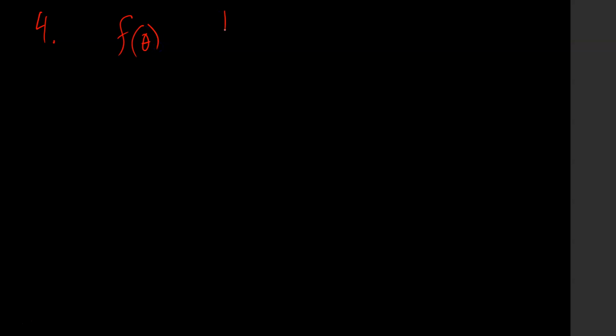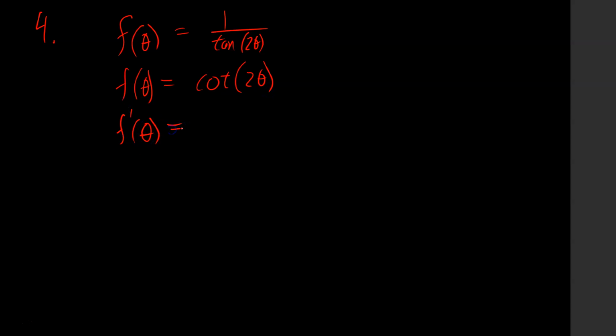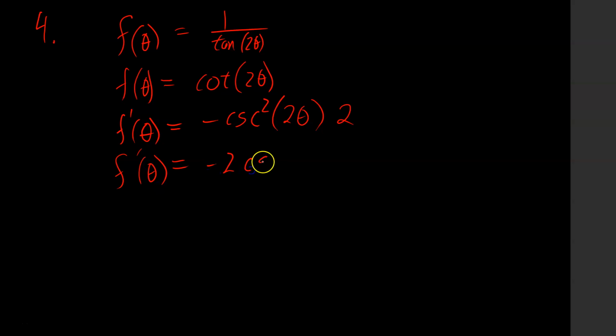F of theta is 1 over tangent of 2 theta. So I really don't want to use the quotient rule, so I'll just rewrite f of theta as cotangent of 2 theta. And the derivative of cotangent of some angle is negative cosecant squared of that angle. Angle 2 theta has a rate of change of 2. Negative 2 cosecant squared of 2 theta. You could definitely do the quotient rule with tangent, but I think we can all agree this way is easier.